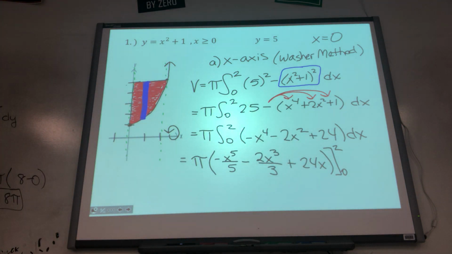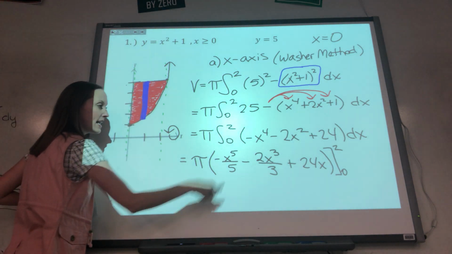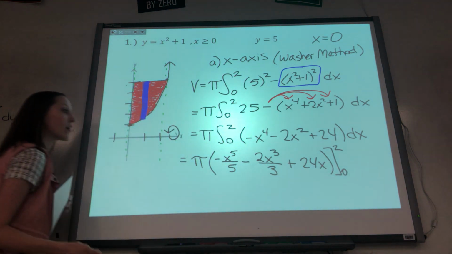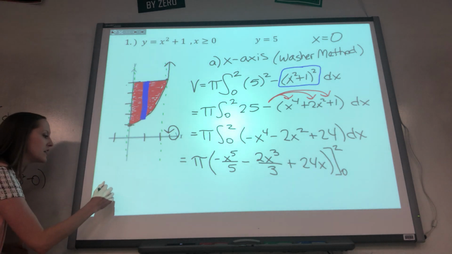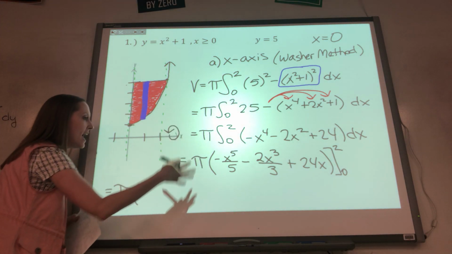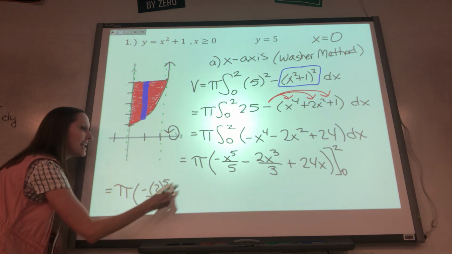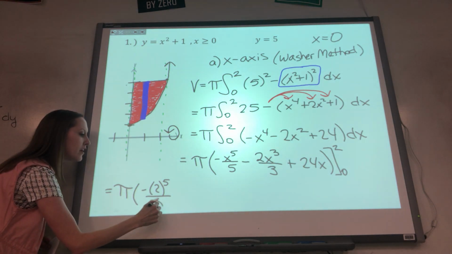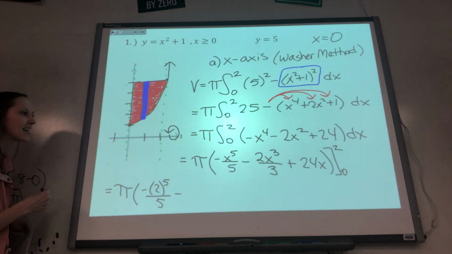Yep, that is right. Now I'm going to plug in my bounds. Hallelujah, the bottom bound is 0, so we won't have to worry about that. I think it's going to make everything 0. So let's see what we get with the 2. Now, I should technically keep that negative in front while I take 2 to the 5th power. So I'll work on that more here in a second.